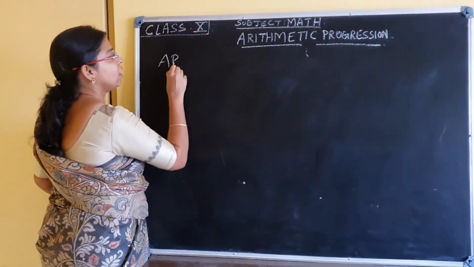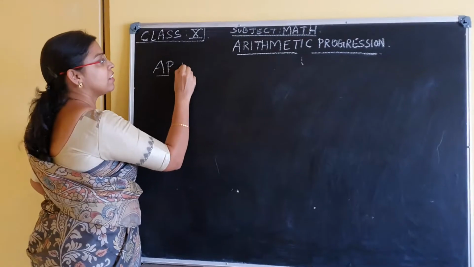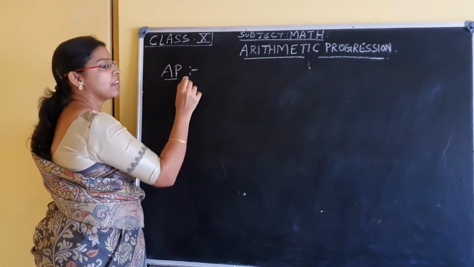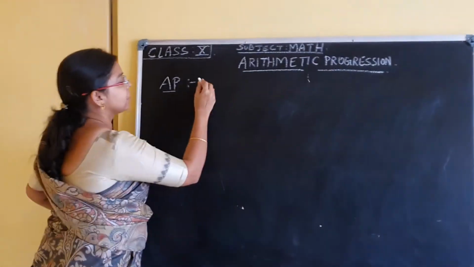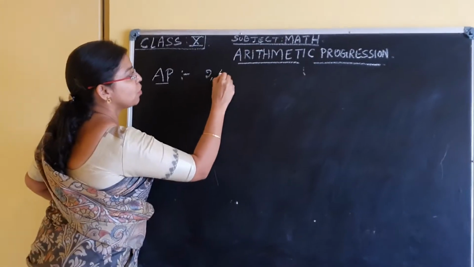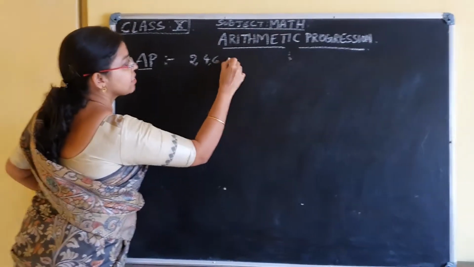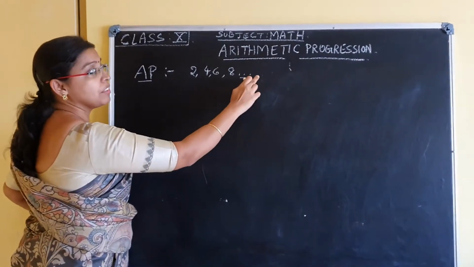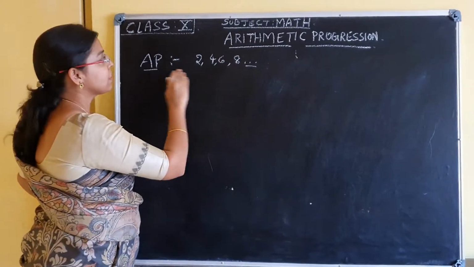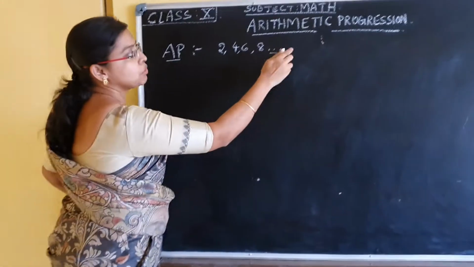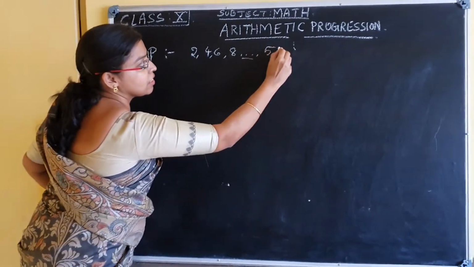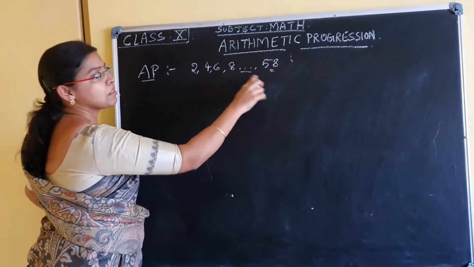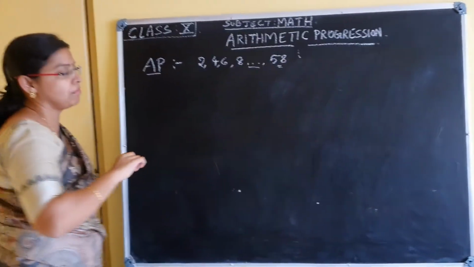We will just recall. We have learned finite series of AP and infinite series of AP. Here, for example, 2, 4, 6, 8, these three dots indicate it is endless and we don't know the number of terms. This is called an infinite series, and if you know the last term, this becomes a finite series of AP.